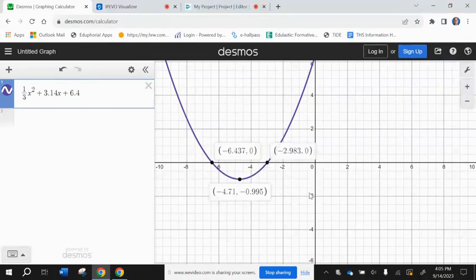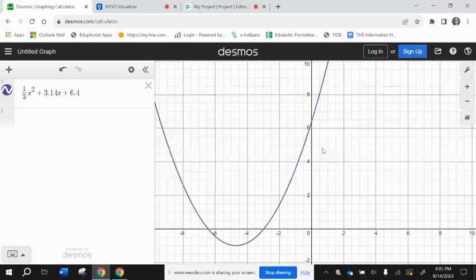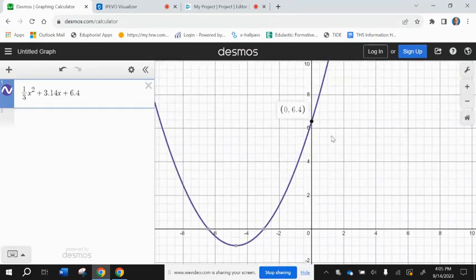So the x-intercepts are -6.4, 0, and that actually rounds to -3, 0. Okay, and let's find the y-intercept, which is 0, 6.4.